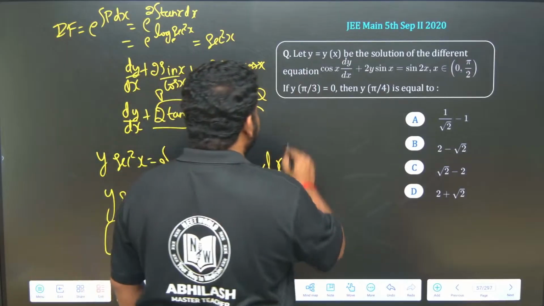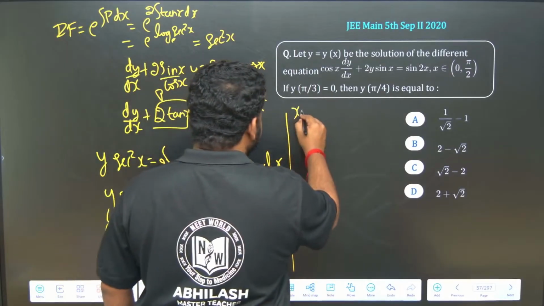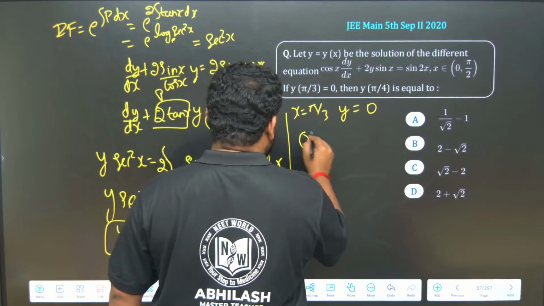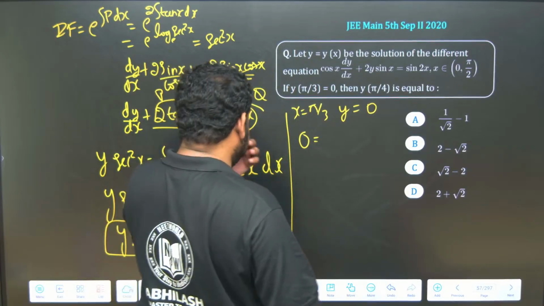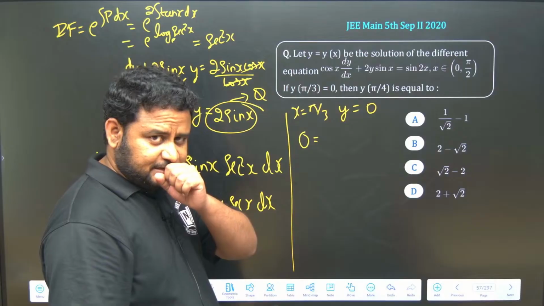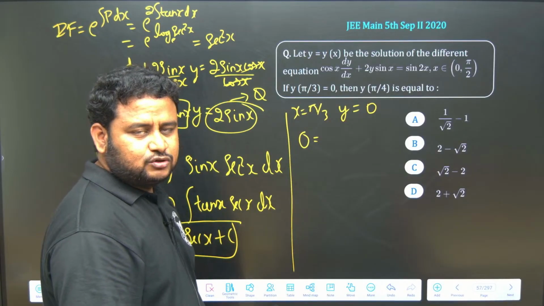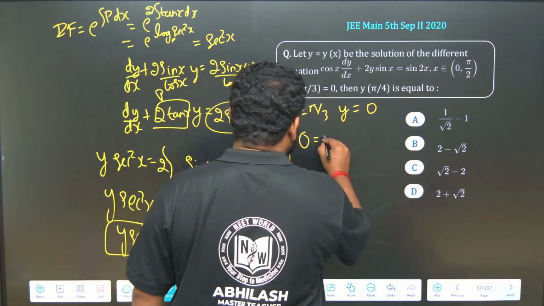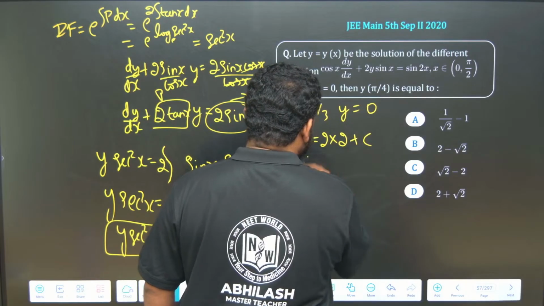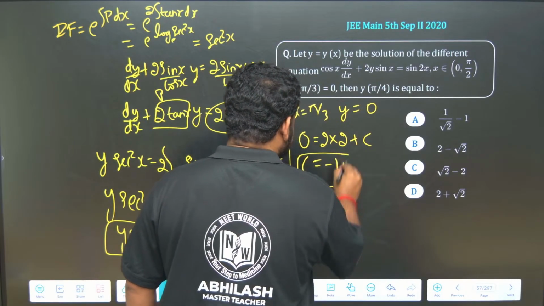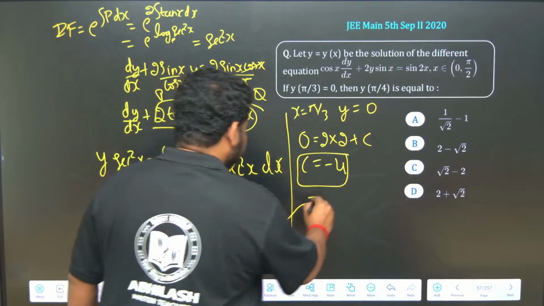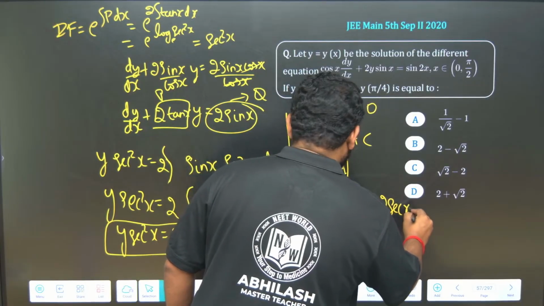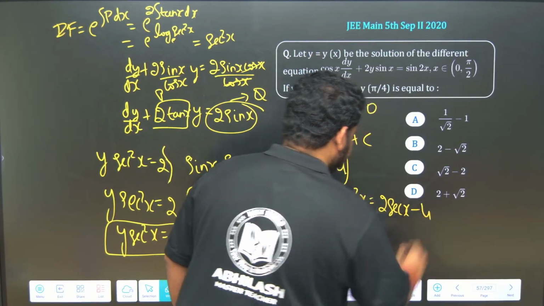Now they have given y of pi by 3 is equal to 0. That means when x is equal to pi by 3, y is equal to 0. So if I put it here, y is equal to 0 means LHS will become 0. So 2 times secant pi by 3. Pi by 3 is nothing but 60 degree. So cos 60 is 1 by 2, so secant 60 is nothing but 2. So 0 equals 2 into 2 plus c. So this will give me c is equal to minus 4. So this equation will become y into secant square x is equal to 2 secant x minus 4. This is what I have.